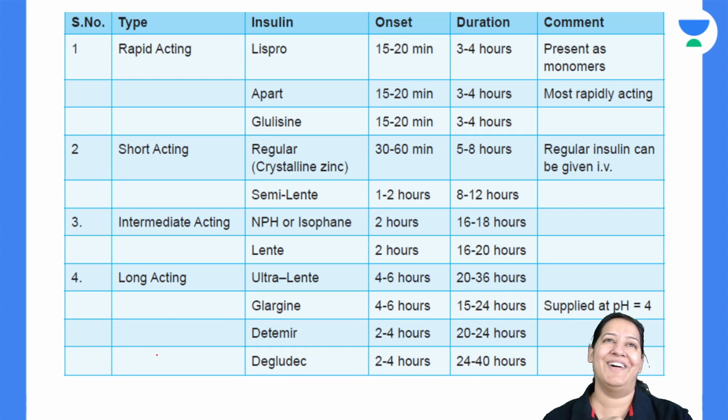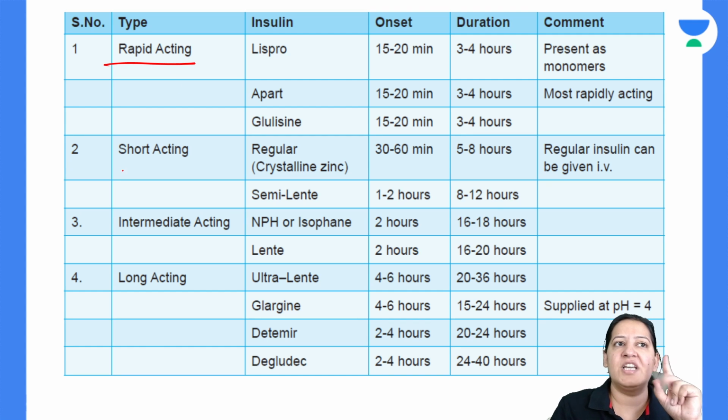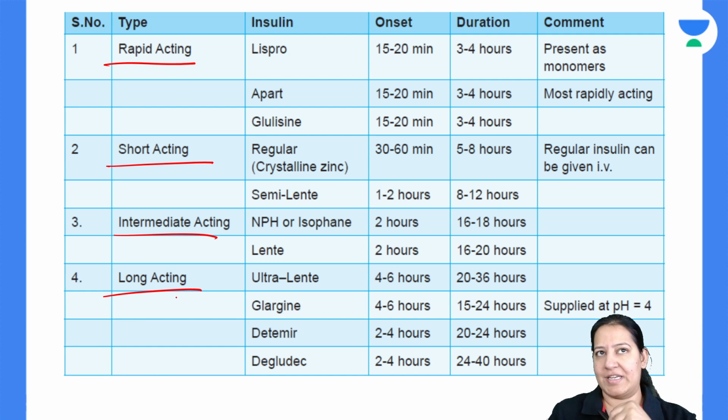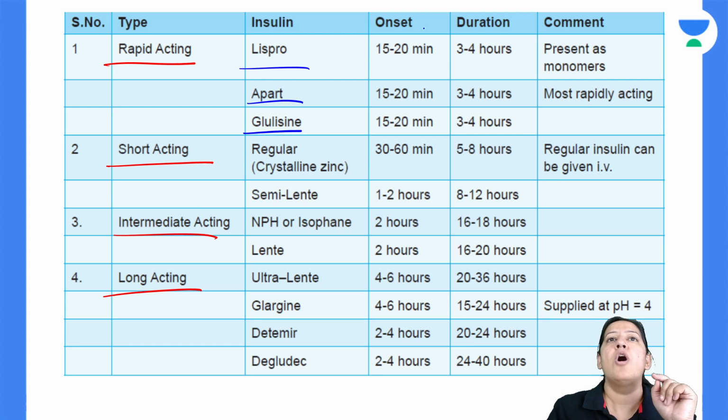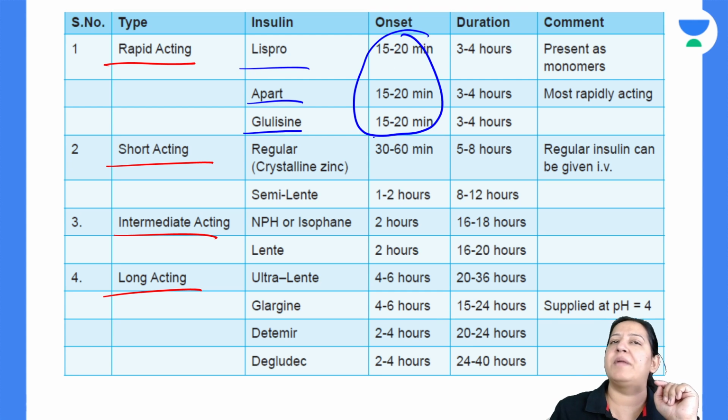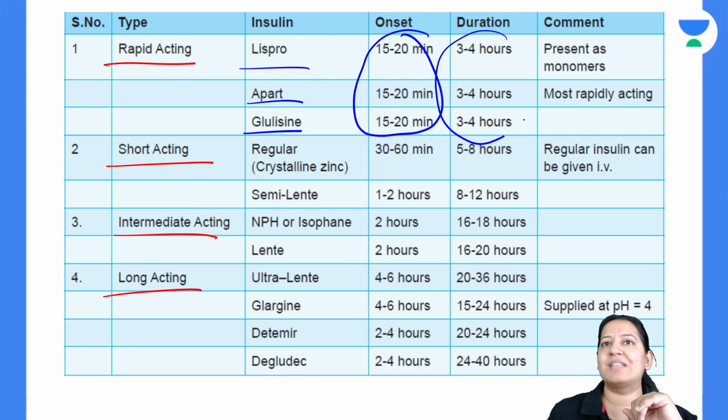Okay. Some special properties of various types of insulin: rapid acting, short acting, intermediate acting, long acting, right? In rapid acting we have seen Lispro, aspart, glulisine, right? All of them show their action after 15 minutes of the injection, and they are active for the next 3 to 4 hours, right?